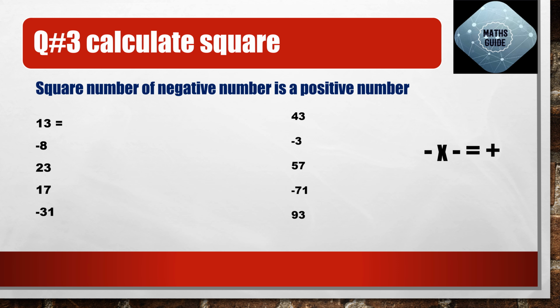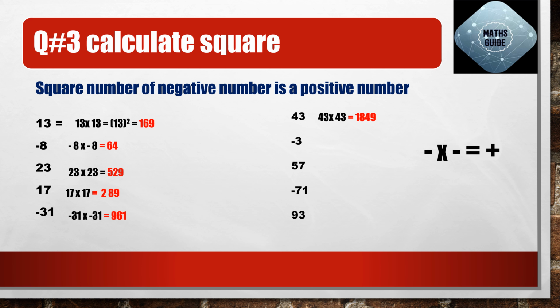So let's see the square of 13. The square of 13 is 169. Square of minus 8 is a positive 64. Square of 23 is 529. Square of 17 is 289. Square of minus 31 is positive 961. And the square of 43 is 1849. Square of minus 3 is positive 9. Square of 57 is 3249. Square of minus 71 is 5041. Now you have to find out the square of 93 and give your answer in the comment section.